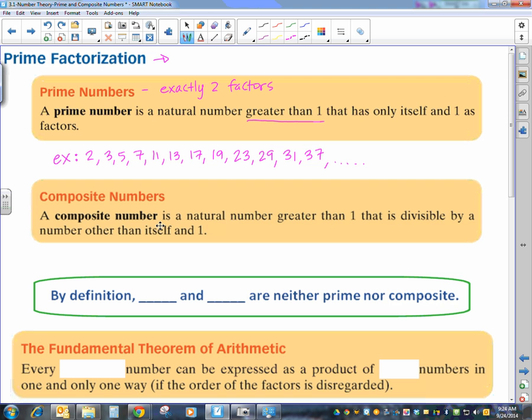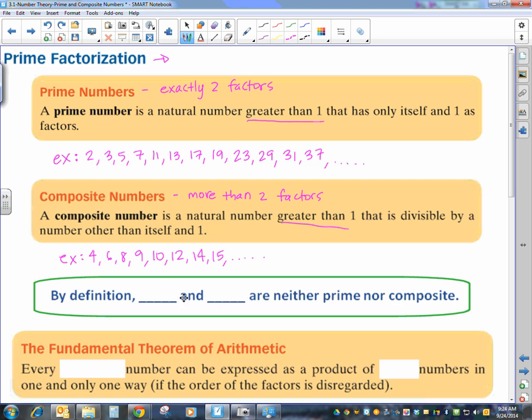You got the idea. A composite number is a natural number greater than 1 that is divisible by a number other than itself and 1. So basically anything that has more than two factors. Okay, this one will have more than two factors. And if you want to go in order, again, these numbers have to be greater than 1. So the first one is going to be 4, and then you've got 6, 8, 9 would be that first odd one, 10, 12, 14, 15. I think y'all got the idea there.